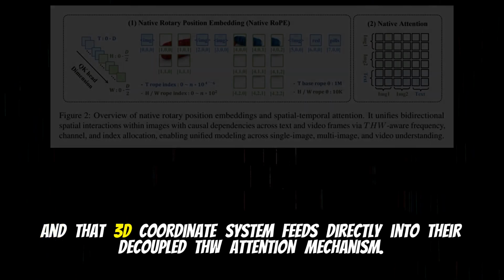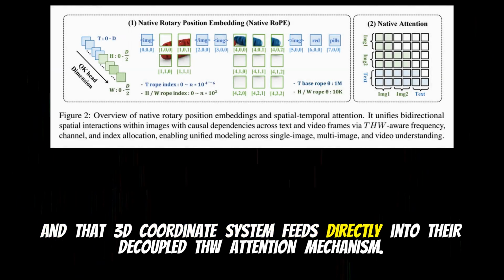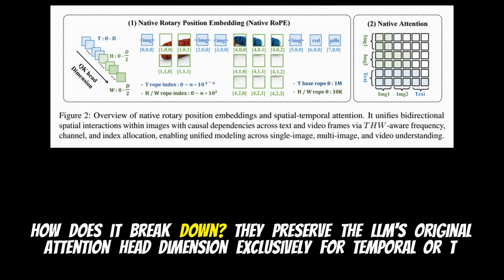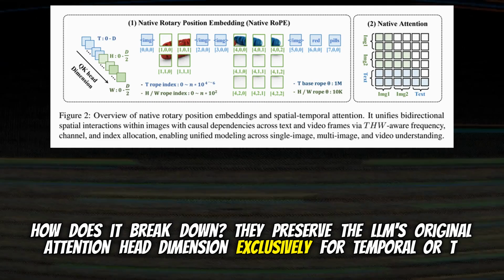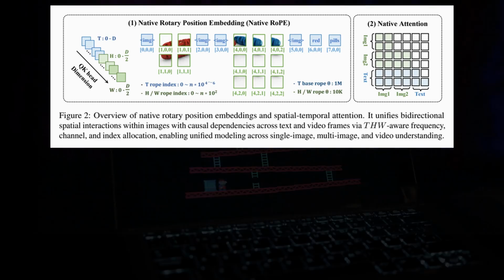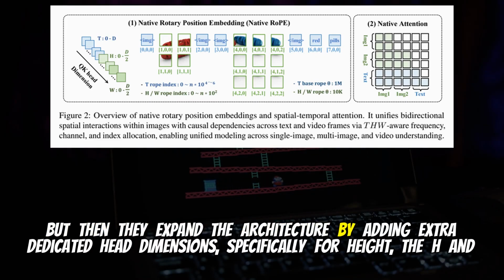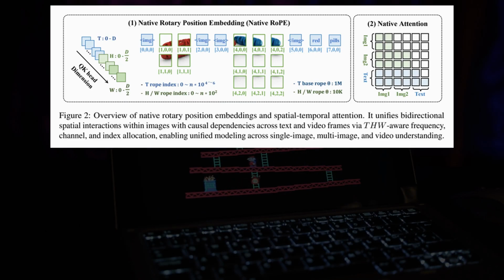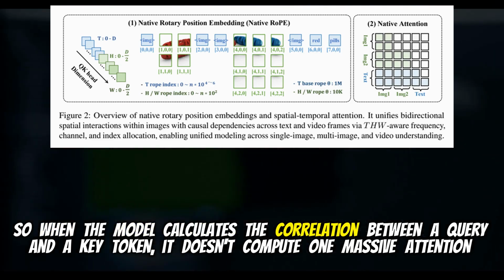Exactly. And that 3D coordinate system feeds directly into their decoupled THW attention mechanism. How does it break down? They preserve the LLM's original attention head dimension exclusively for temporal, or T, modeling. Right. But then they expand the architecture by adding extra dedicated head dimensions specifically for height, the H, and width, the W. Oh, wow. So when the model calculates the correlation between a query and a key token, it doesn't compute one massive attention score.